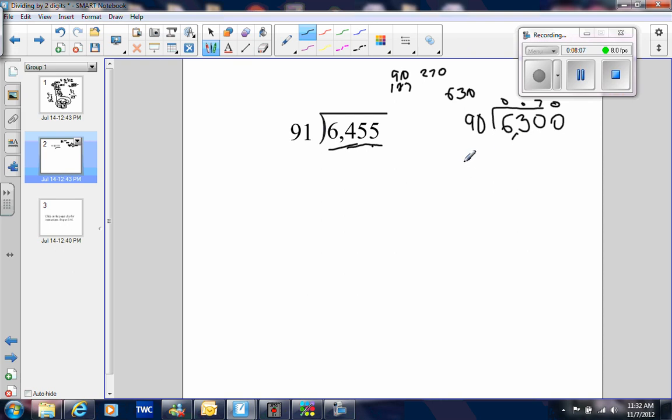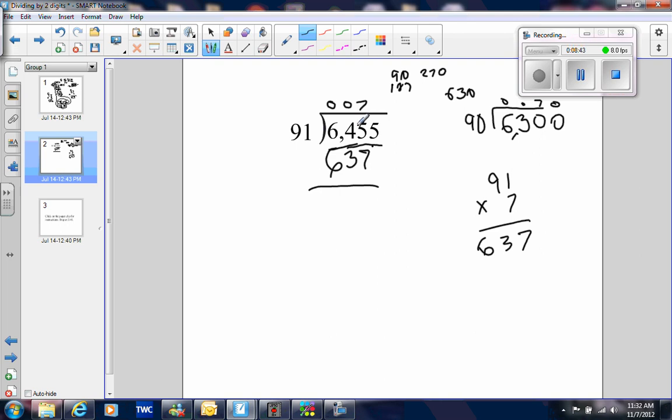It's 70. So, again, because of all this estimating I've done, I kind of have an idea where I'm starting when I get here. Way too big to go into 6, way too big to go into 64, and I'm guessing pretty close to 7 right here. So 91 times 7. 7 times 1 is 7. 7 times 9 is 63. 637.